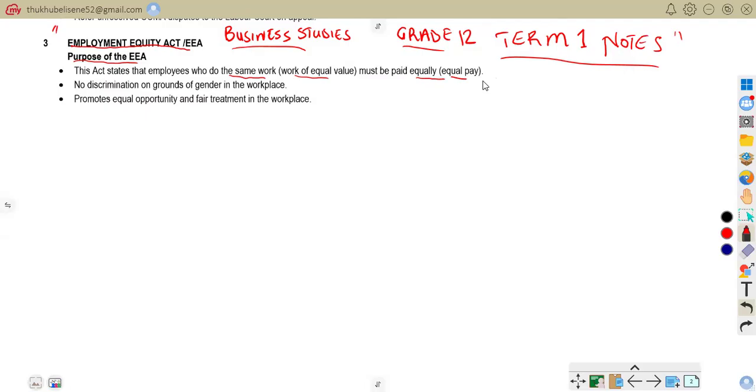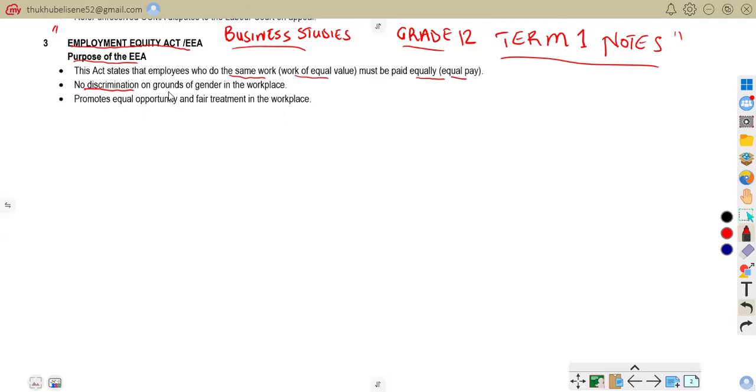So it means that employees doing similar work must receive similar salaries, regardless of gender, race, or other differences. For example, a male and female cashier must earn the same salary if they have the same duties and experience. So that's what it means when we are saying employees doing similar work must receive similar salaries.